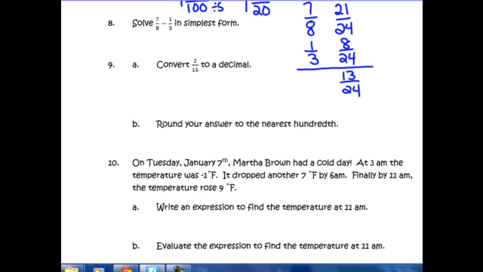Convert 2 15ths to a decimal. Part B says round your answer to the nearest hundredth. 2 divided by 15, the fraction bar there means division. So I've got to do the long division of 2 divided by 15. The decimal on 2 is right after 2, so I'm going to put that up into my quotient. There isn't a decimal in my divisor, 15, so I don't have to move any decimal points. And I'm going to annex a 0 and keep going until I have no remainder, or round your answer to the nearest hundredth.